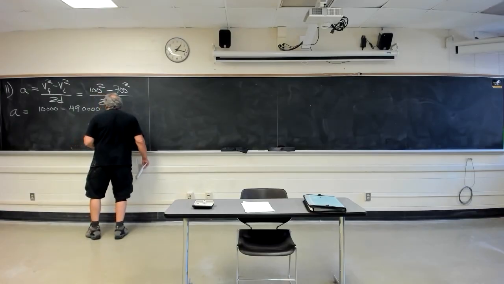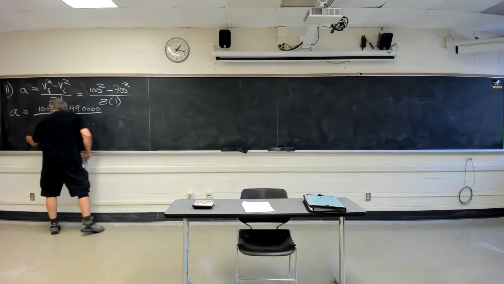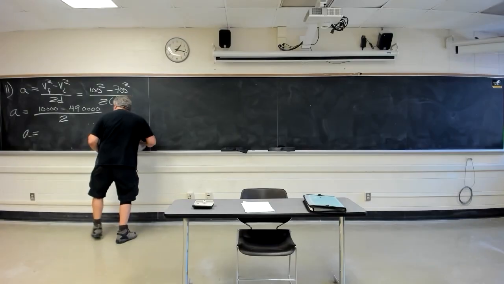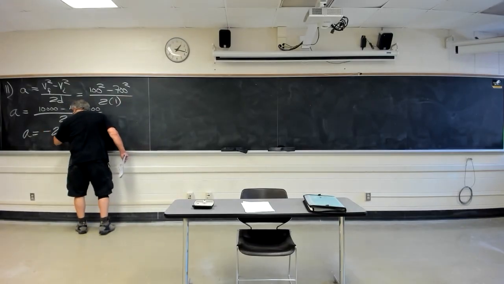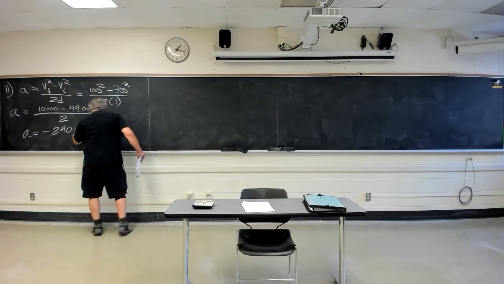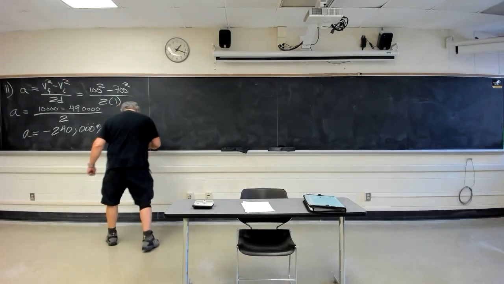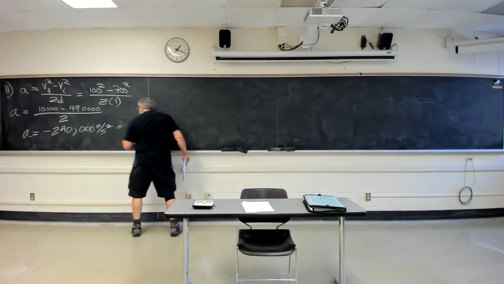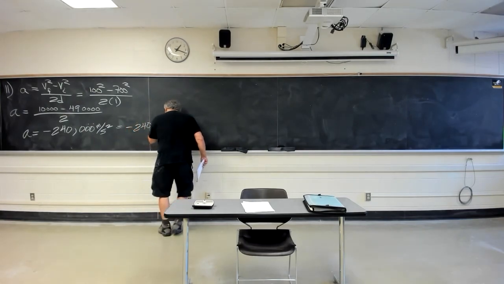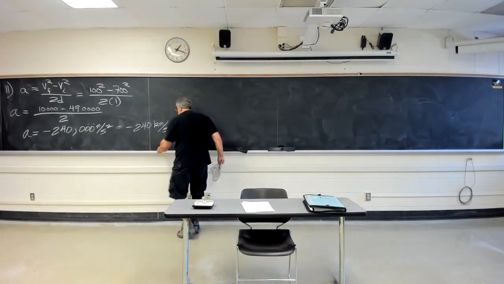So what we have here is this. That's a lot. You got 2 times 1 is 2. The rest should go pretty straightforward, my friends. Negative 240,000, and you can convert meters to kilometers. This is a remarkable acceleration taking place in terms of magnitude.